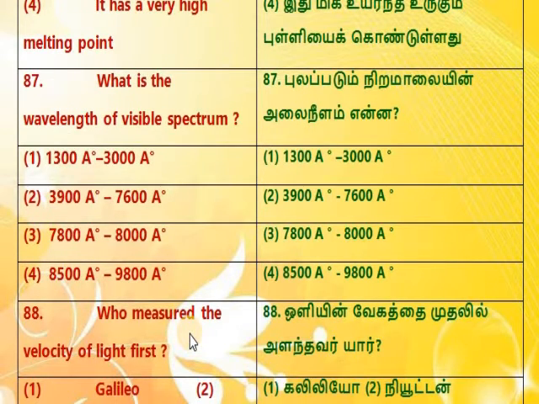87. What is the wavelength of visible spectrum? 1. 1300 degree, 3000 degree, 2. 3900 degree, 7600 degree, 3. 7800 degree, 8000 degree, 4. 8500 degree, 9800 degree.